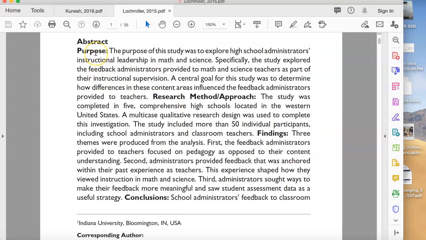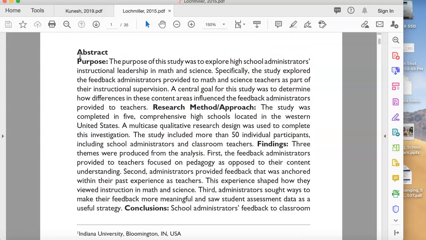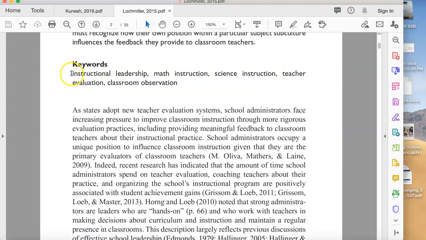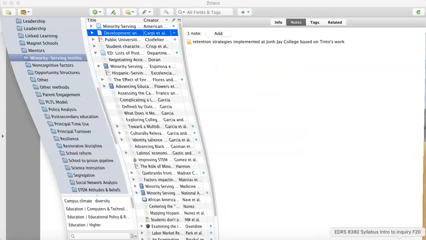They make sure that the author tells you the purpose, the research method, the approach, the findings, the conclusions. I highly encourage you, if Zotero does not already save this, that you save this so that you can always go back quickly and say, what was this article about again? Oh yeah, right here. It's in the abstract.